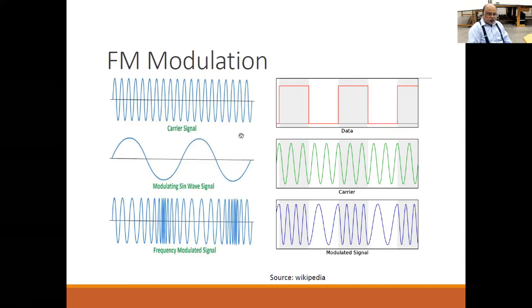That's why FM radio is much clearer and better than AM radio, because you send the signal as a frequency modulated signal. For example, the 50 hertz frequency that we get here from WAPDA is basically the frequency of rotation of the turbine in Tarbela Dam.